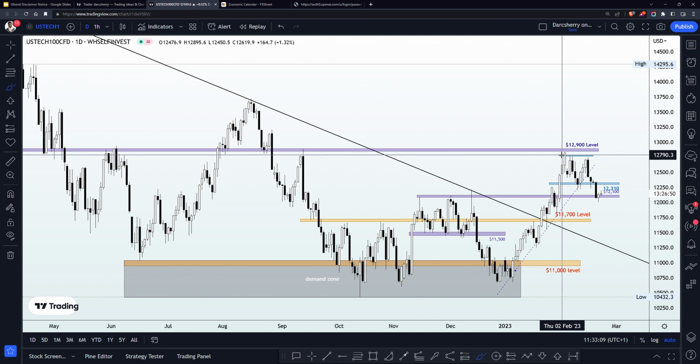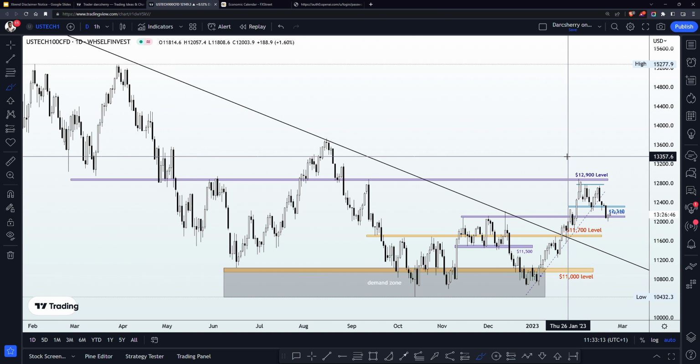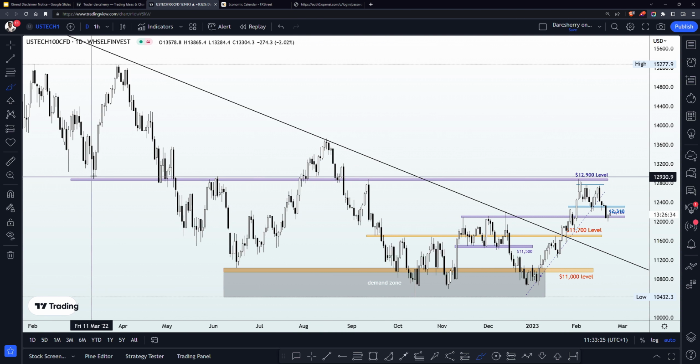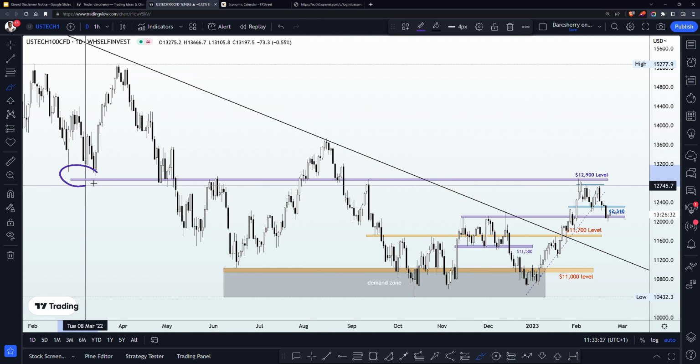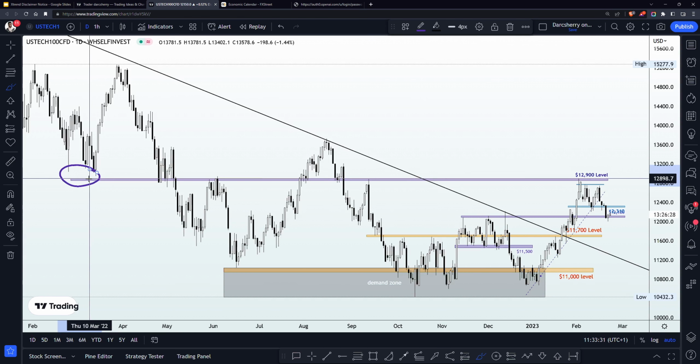And talking about the 12,900, you will see that if we zoom back into the past here, you will realize how important the 12,900 level has been in determining the movement of price action. Look at what happened here in the month of March. We saw how this level has been holding buy pressure initially at the beginning of the year.